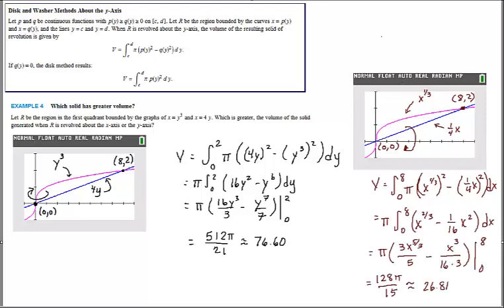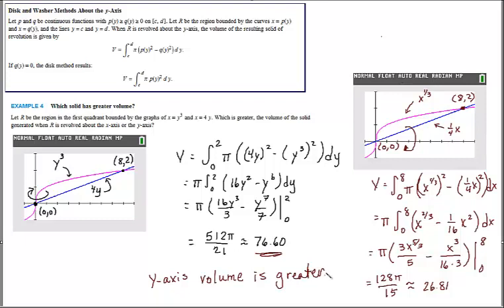Okay, when I do that integration, when I do that little algebra there and then I do my integration, I get 128 pi over 15, and then I compare the two and they want to know which one is bigger, and it would definitely be this one, so it would be when it is revolved about the y-axis. Volume is greater.